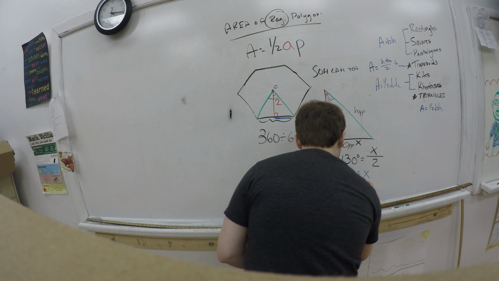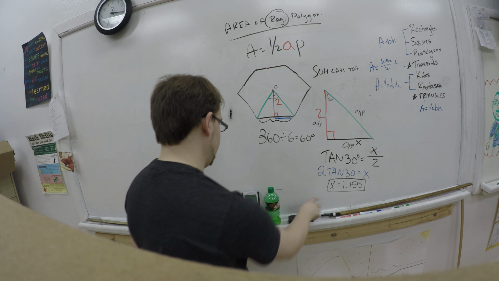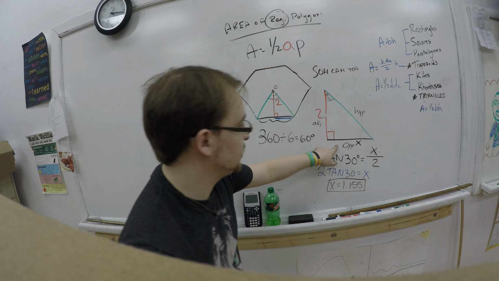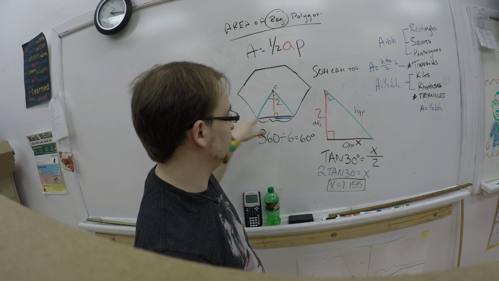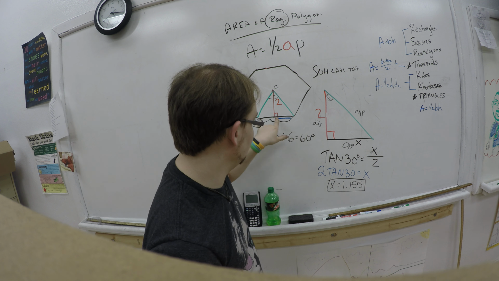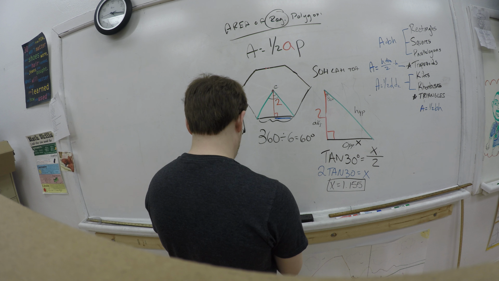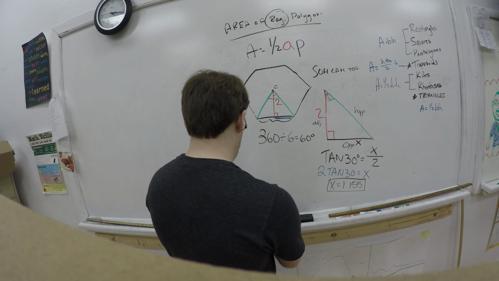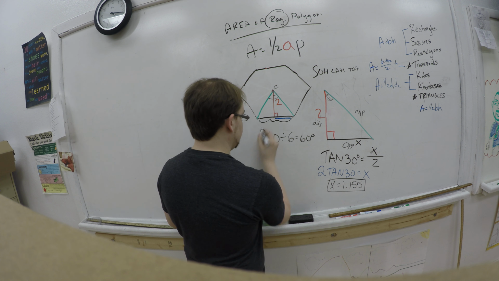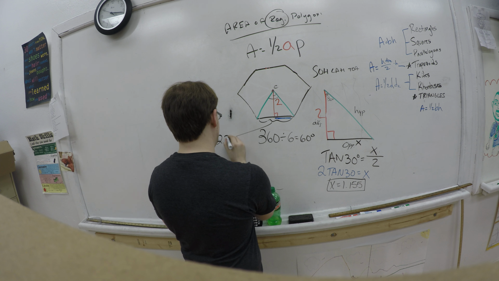155 if we round up, right? 1.155. Now we found this guy, but we want the whole thing. So what do we got to do to get this little piece to be the whole thing? Multiply by 2. All right, cool. So 1.155 times 2, which is going to get us 2.31. So this piece right here is 2.31.